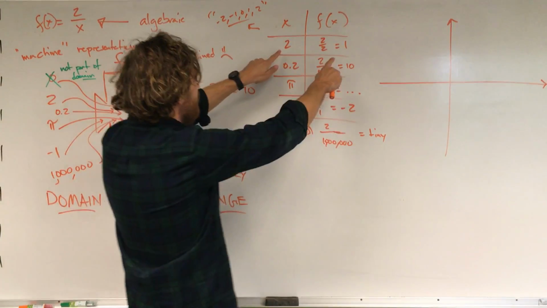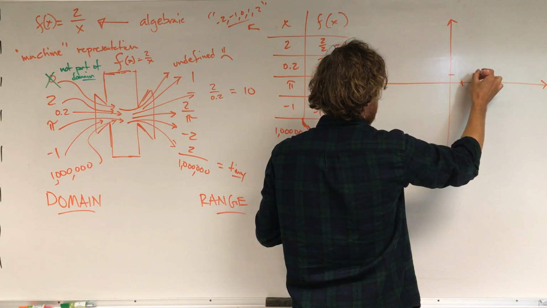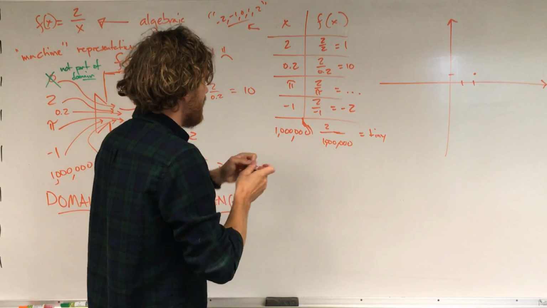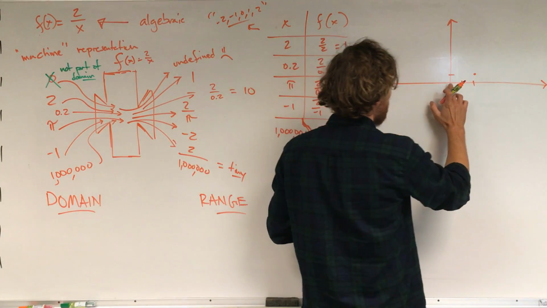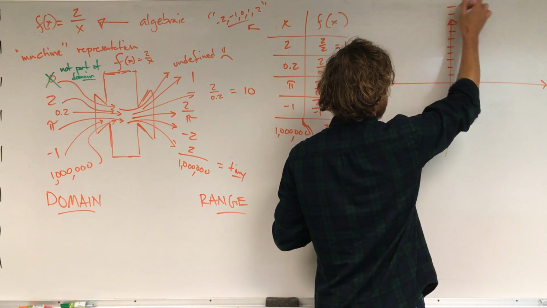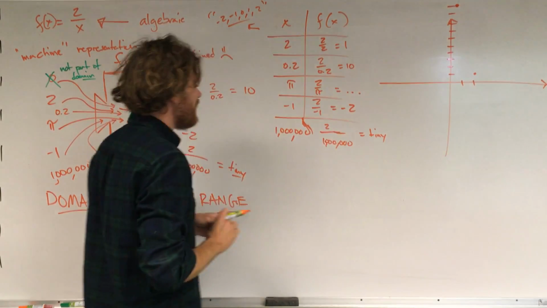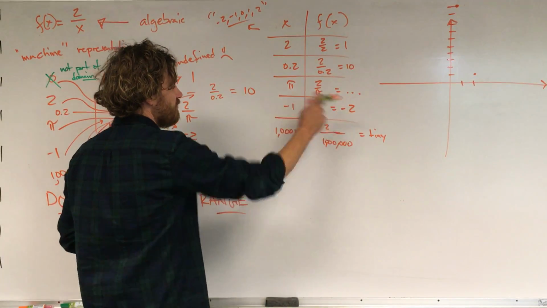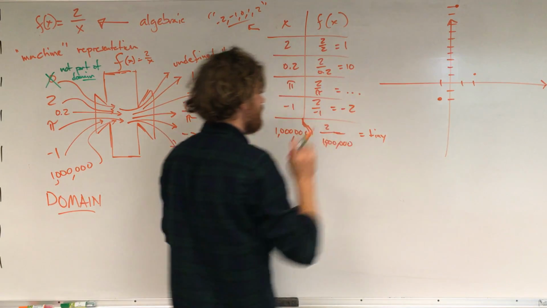You should be able to plot the point 2, 1. There it is, right there. You should be able to plot the point 0.2, 10. 0.2 is tiny here. 1, 2, 3, 4, 5, 6, 7, 8, 9, 10. 0.2, 10 is right there-ish. You should be able to plot the point -1, -2. Here's -1, here's -2. No problem.